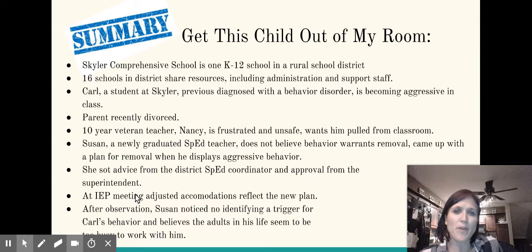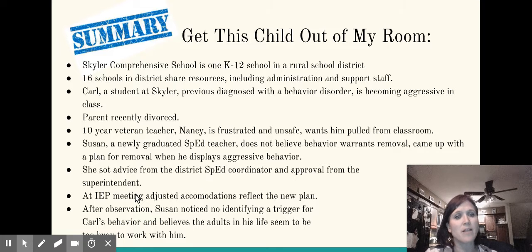First of all, a summary for Get This Child Out of My Room. The case study takes place in Schuyler Comprehensive School, which is a kindergarten through 12th grade school in a rural school district. The school district includes 16 schools, and they share resources, including the administration and support staff.